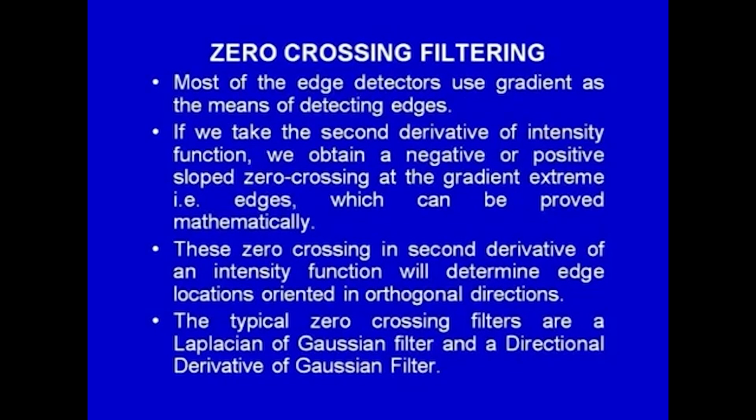Most of the edge detectors use gradient as the means of detecting edges. If we take the second derivative of the intensity function, we obtain a negative or positive sloped zero crossing at the gradient extreme, that is the edges, which can be proved mathematically. These zero crossings in the second derivative of an intensity function will determine edge locations oriented in the orthogonal directions. The typical zero crossing filters are a Laplacian of Gaussian filter or a directional derivative of the Gaussian filter.